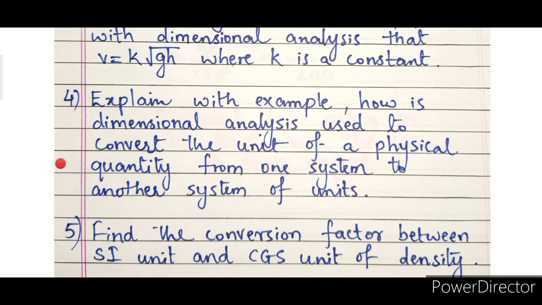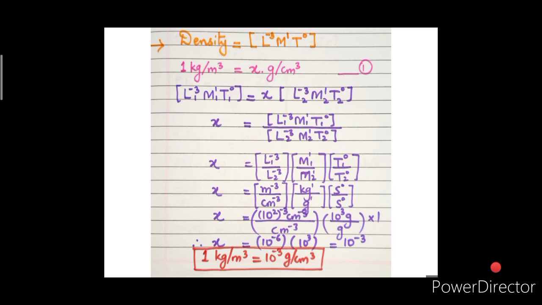But when the physical quantity is mentioned here, we have to determine the conversion factor for the given physical quantity only. Let's have the solution. So first of all, we have to write the dimension of the density, which is L raised to minus 3, M raised to 1, T raised to 0. Then in the next step we have to write down that the SI unit of density is equal to x into CGS unit.